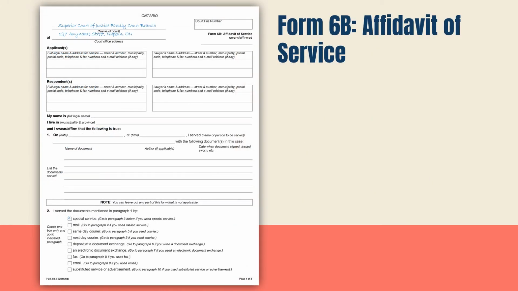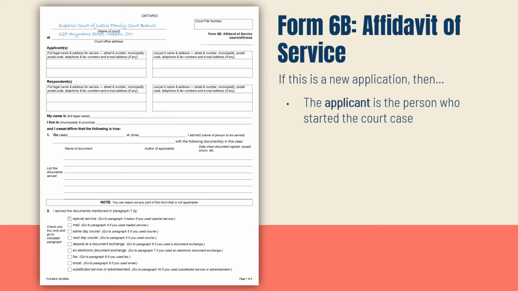First, you fill out the name of the courthouse where the case is being heard. If this is a new application and you are starting the court case, then in this form, you are the applicant. Put your name and address in that field. If you have a lawyer, their name and address goes in the form too. The other party in the case is the respondent. Put their name and address in that field. If they have a lawyer, their name and address goes in the form too.